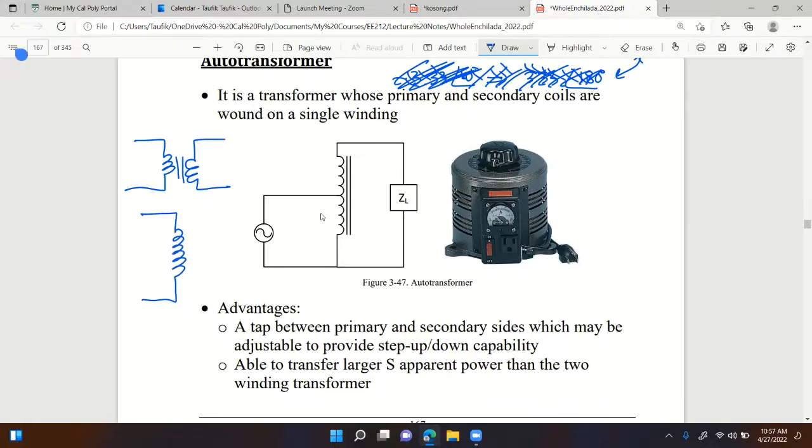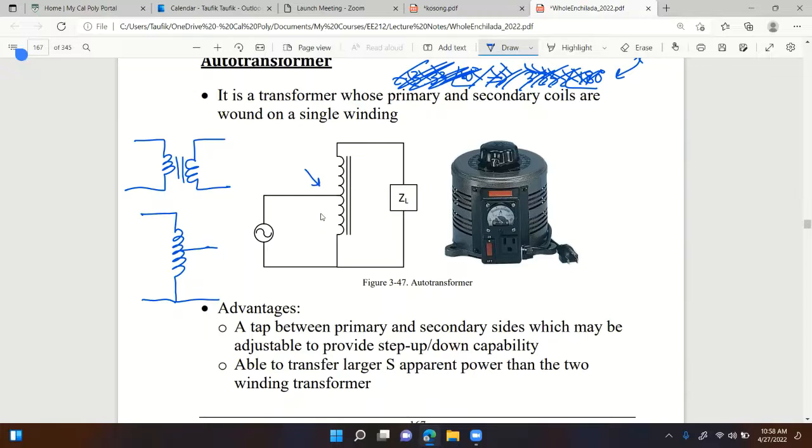And then we use a wiper to tap the winding so that we can form the secondary winding that way, make sense? Or this way. So you can put the lower number of windings on the primary side or secondary side, it doesn't matter. But the idea here is that you only have one winding instead of two windings. So both primary side and secondary side are wound on the same winding. That's what's unique about this.